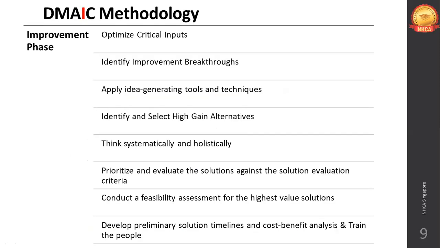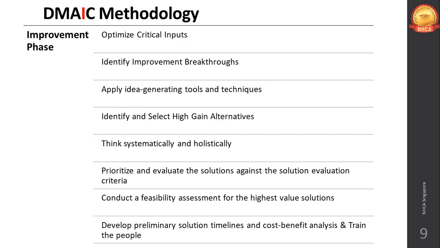Then in the improvement phase, this can be quick, easy, and satisfying if you have the correct solution. You identify the improvement breakthroughs. Identify high gain alternatives, meaning steps that will drastically improve the quality. And you have to optimize the critical inputs.